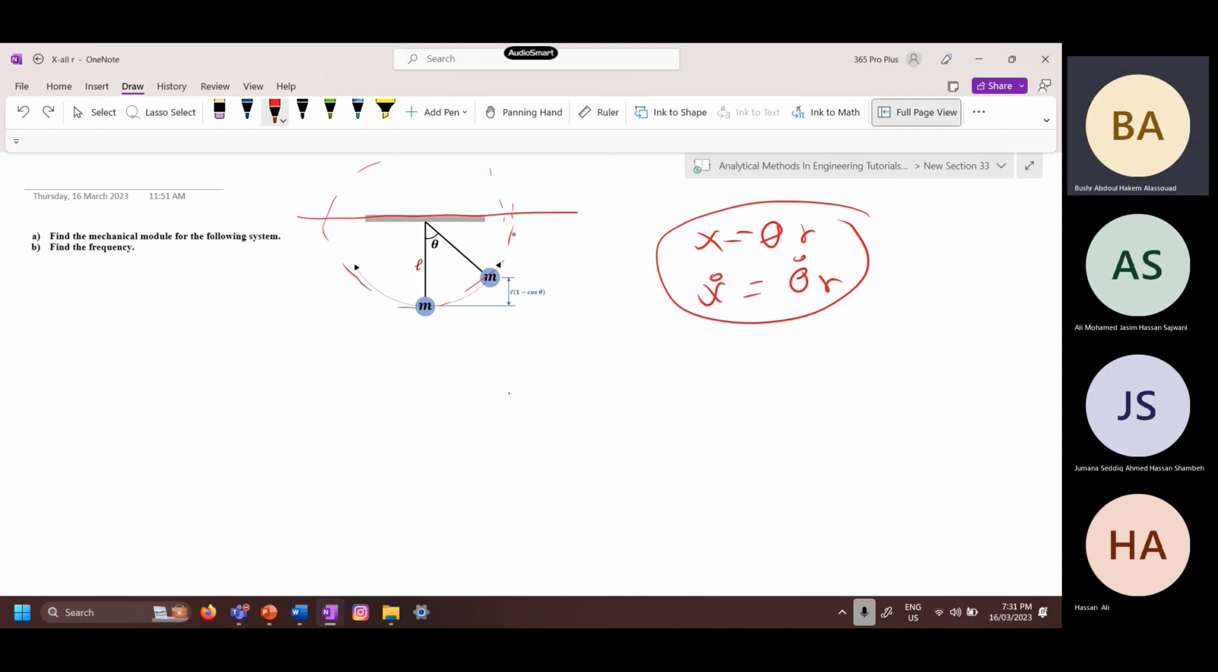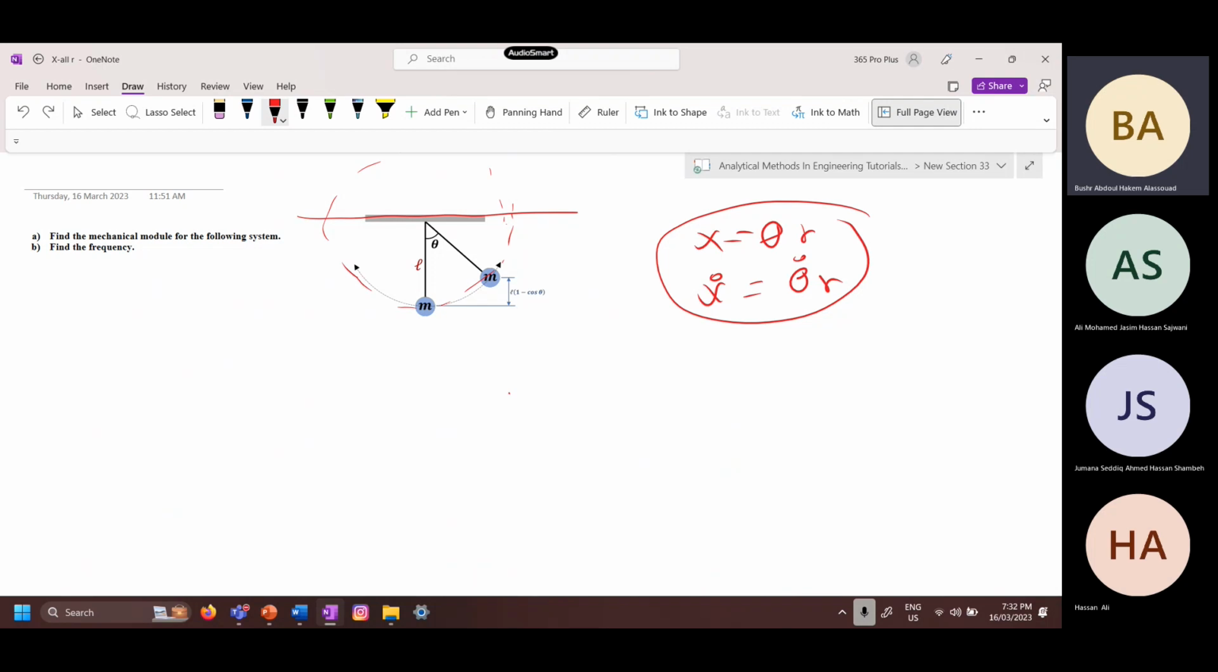The object is using just a circular path. It's not rotation. Rotation and circular path are not the same, so you need to understand this. Rotation is a type of circular path, but not any circular path can be rotation. Anyway, so let's solve this.